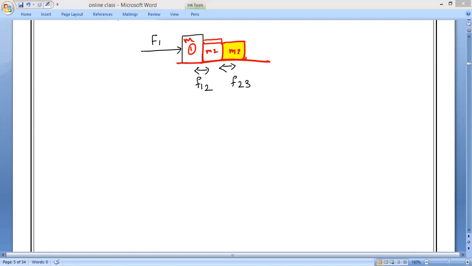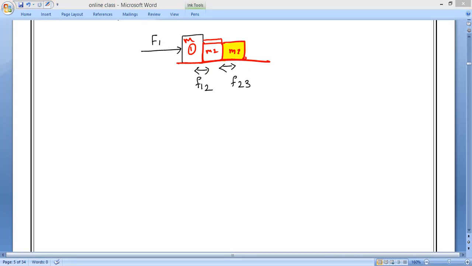Now, if you notice here, in these cases something is constant. All the bodies will move with the same acceleration. So acceleration remains constant. If you take the force acting on the first body, what will it be? Last class we have done this, correct?